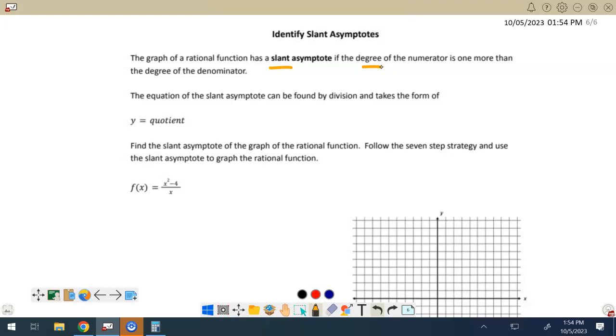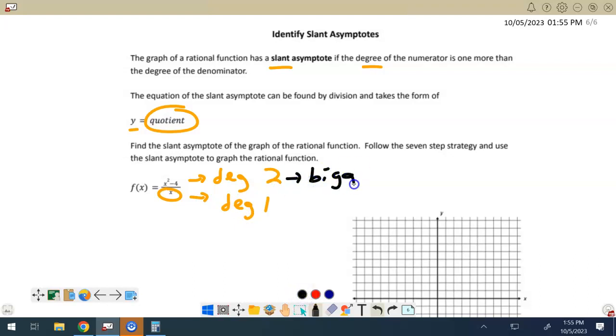What you have to do is divide the denominator into the numerator, and whatever quotient you get from that division, that will become your slant asymptote. It'll be y equals whatever that quotient is. So here, the degree on top is 2. The degree of the denominator is 1. And so the degree on top is bigger, which tells me there is no horizontal asymptote. If it asked me about horizontal, I'd say there's no horizontal asymptote here. But there is going to be a slant asymptote instead.